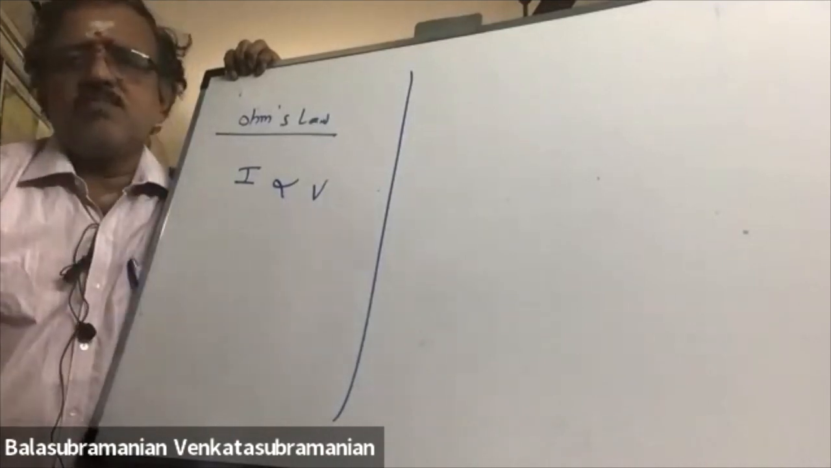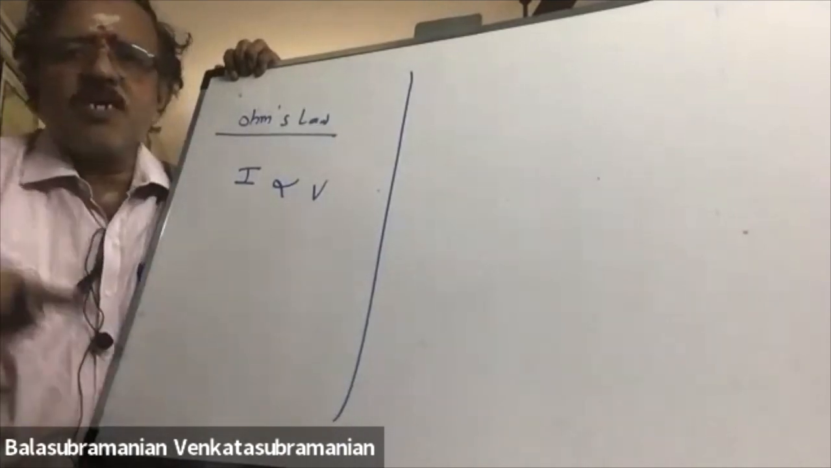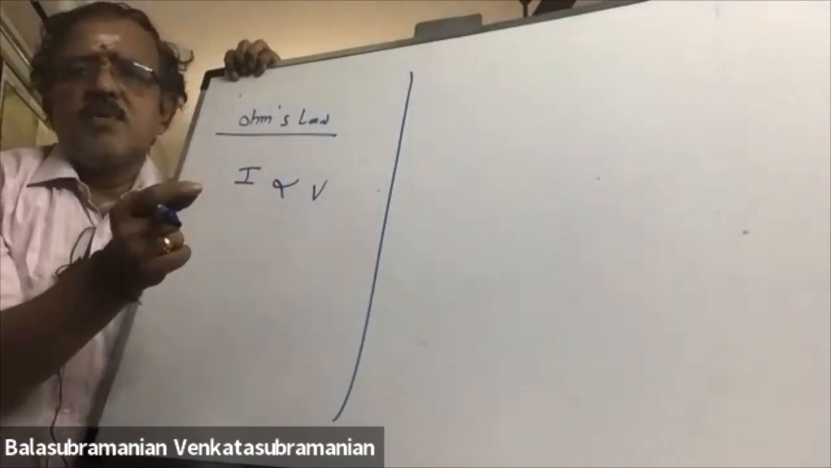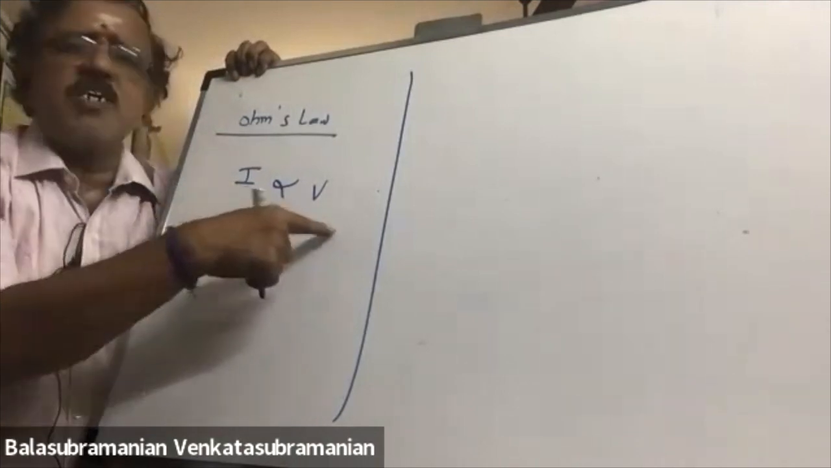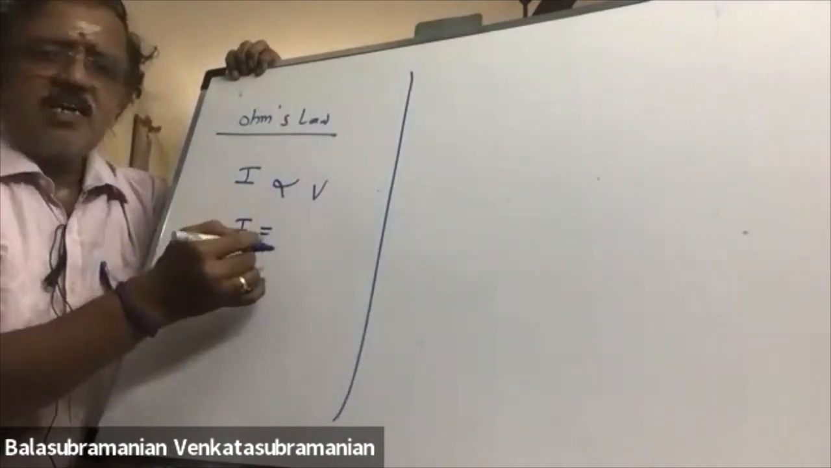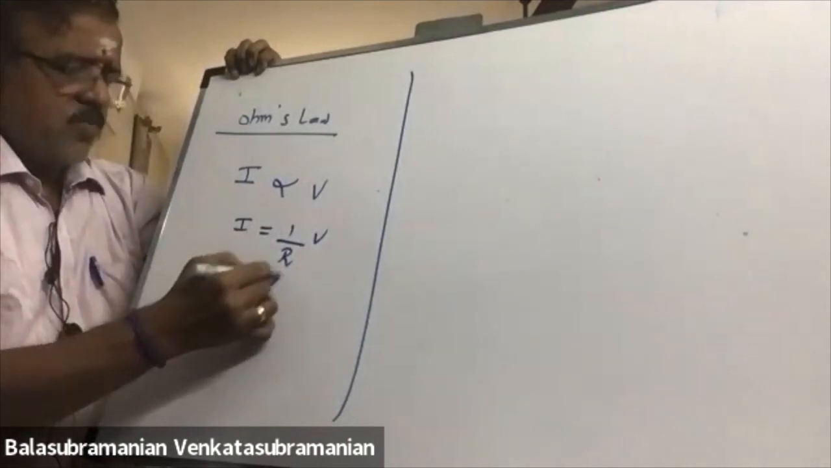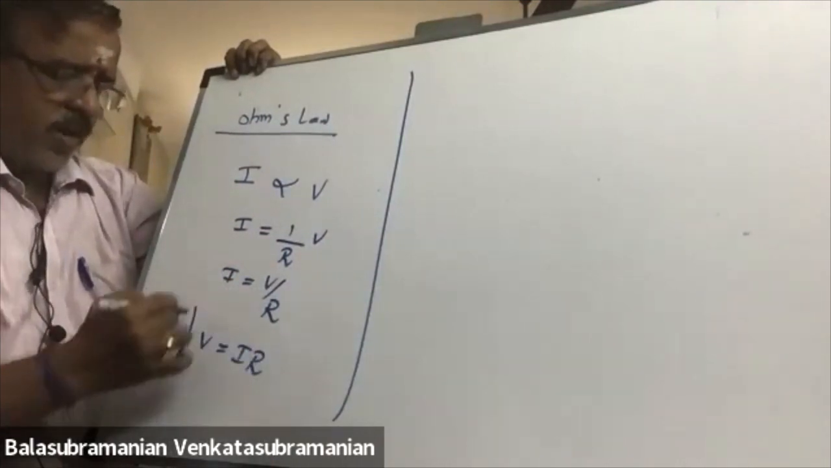Current is flowing, so potential difference is there? No, wrong. 1.5 volts is already there. When you connect to the external circuit, the electrons are moving. The moment electrons are moving, you can say current. So I is proportional to V, or I is equal to a constant K. That K is nothing but 1 by R into V. I is equal to V by R, V is equal to IR. This is called the famous Ohm's law.